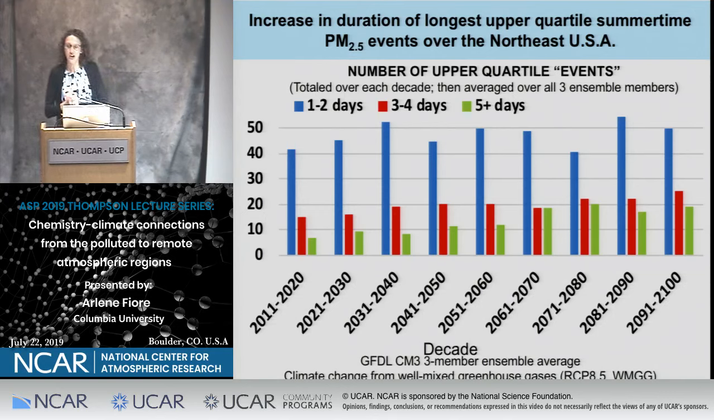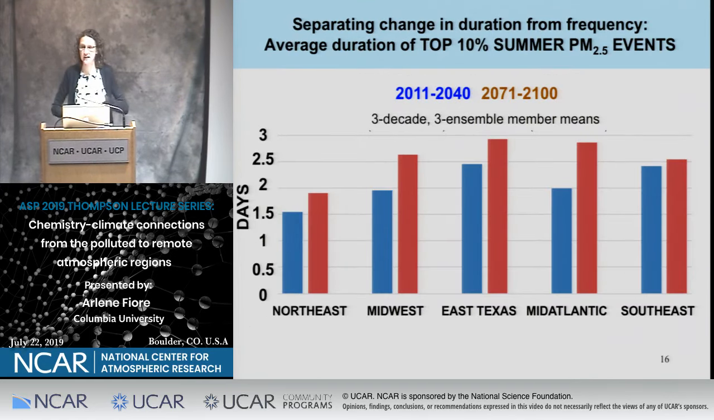Okay, but some of that could just be because the frequency has increased, so that you're more likely to get days next to each other now. To separate out a true change in duration from a change in frequency, we changed the way we're doing our metrics. In this next slide, every summer we look at the top 10% of the events and look at how those change between 2011 to 2040, the beginning of the century, versus 2071 to 2100, the end of the century, and see whether the average length of an event is actually increasing.